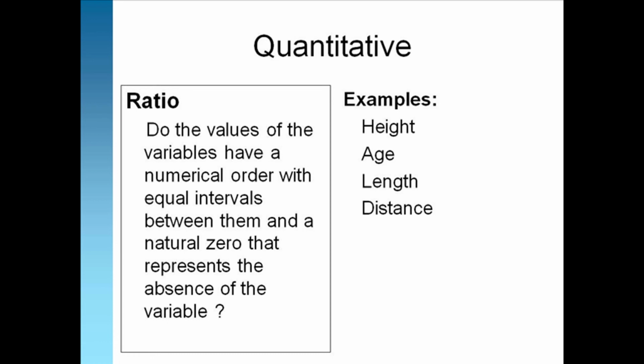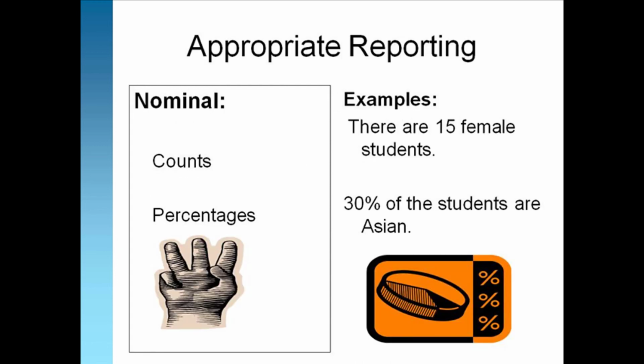Ratio quantitative variables have a numerical order with equal intervals between them and a natural zero that represents the absence of the variable. Examples are height, age, length, and distance. Each of the 4 types of variables can be used to describe an observational unit, but it is important to select an appropriate reporting method.